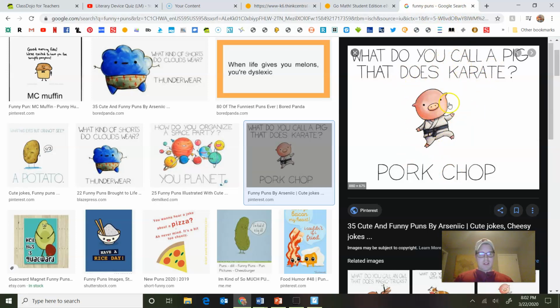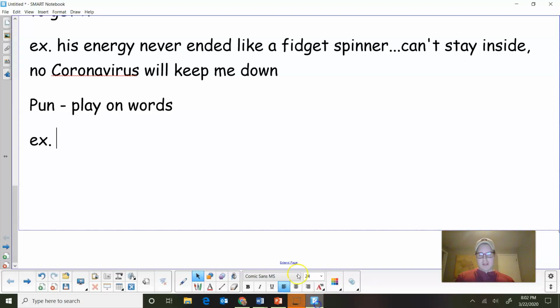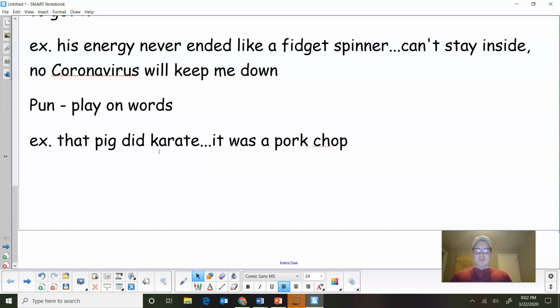Pig. Speaking of, I had pork chops for dinner last night. Okay, so I'm getting ahead of myself. A pun. That pig was tough like, oh gosh, I almost gave it a simile. That pig did karate. It was a pork chop.